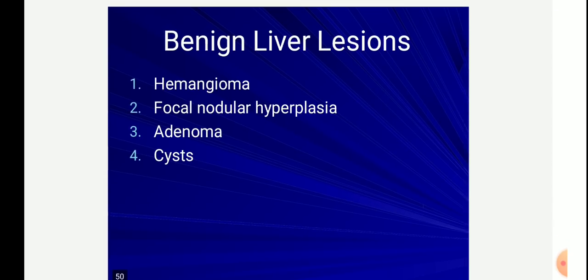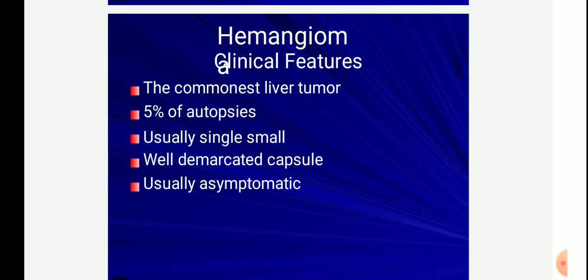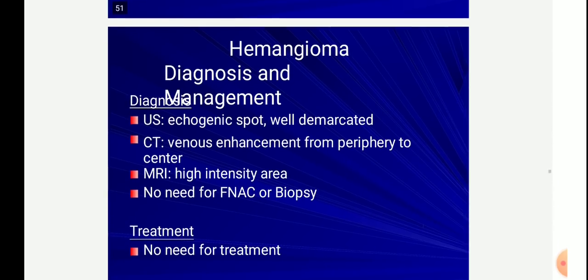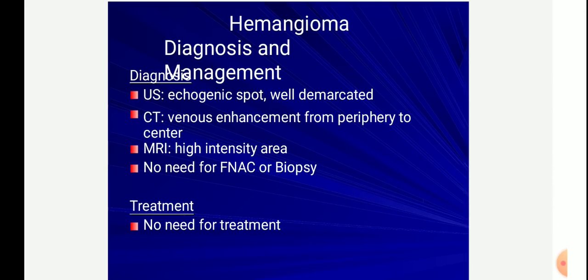Benign liver lesions: hemangiomas. This is another important one here. Focal nodular hyperplasias, adenomas, cysts. Hemangiomas, the clinical features: it's the commonest liver tumor, usually single, small, well demarcated, capsulated, usually asymptomatic. So hemangioma diagnosis and management. We don't go much into those details here. Usually FNACs are contraindicated here. It is more of a radiological diagnosis than a cytological or biopsy diagnosis. Okay, keep that in mind.